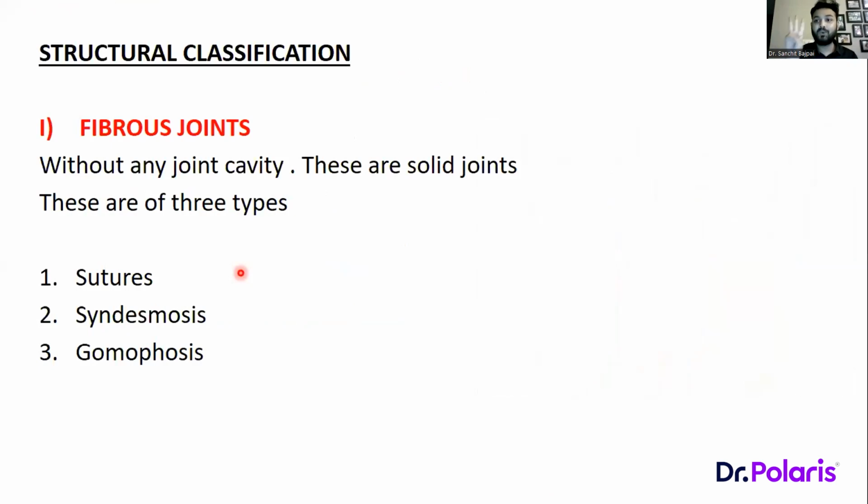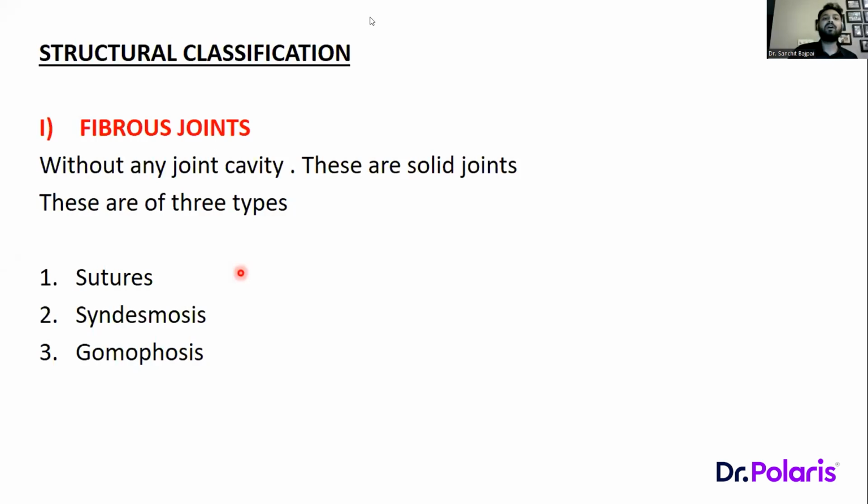In structural, those three can be remembered by a simple mnemonic, CSF. Cerebrospinal fluid we have, right? CSF. C for cartilaginous joints, S for synovial joints, and F for fibrous joints. So CSF are the three types of, again, structural classification. That means either they can be fibrous, or they can be cartilaginous, or they can be synovial. This is structure. But according to function, they are SAD. S, A, and D, what I already told you.